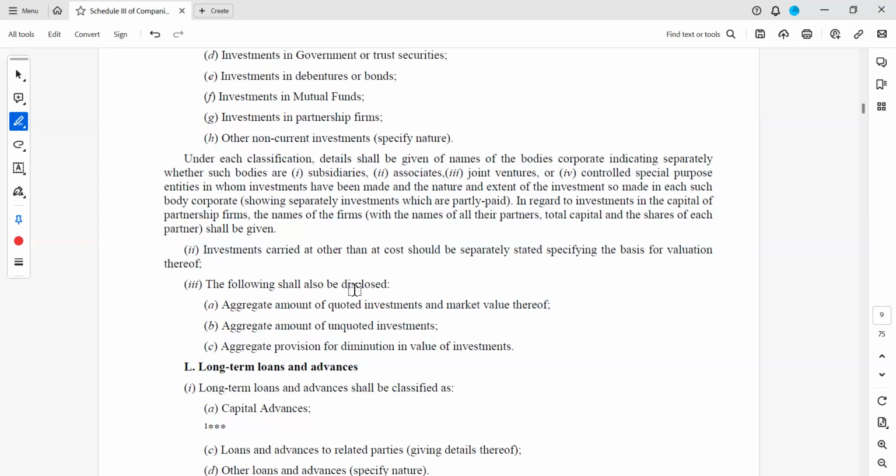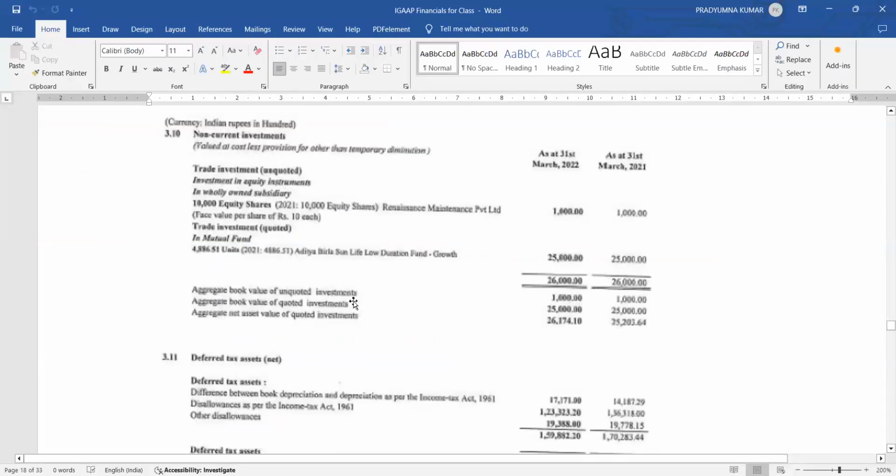The following shall also be disclosed: aggregate amount of quoted investments and market value thereof, aggregate amount of unquoted investments, aggregate provision for diminution in value of investments. See, they have given here aggregate book value of quoted and unquoted investments, aggregate book value of quoted investments, okay, aggregate net asset value of quoted investments. Fine. So they have very categorically maintained the balance sheet. I mean schedule 3. Okay.